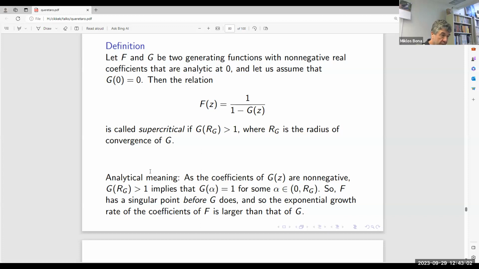If the relation is supercritical, so g at r_g, g at the convergence radius, is bigger than 1, that means that g was equal to 1 at some earlier time, sometime within the convergence radius. So f became singular before g did. Okay, so the convergence radius of f is less than the convergence radius of g. Hence, because the exponential order of the coefficients is the reciprocal of the convergence radius, the exponential order of the coefficients of f is larger than the exponential order of the coefficients of g. Okay.